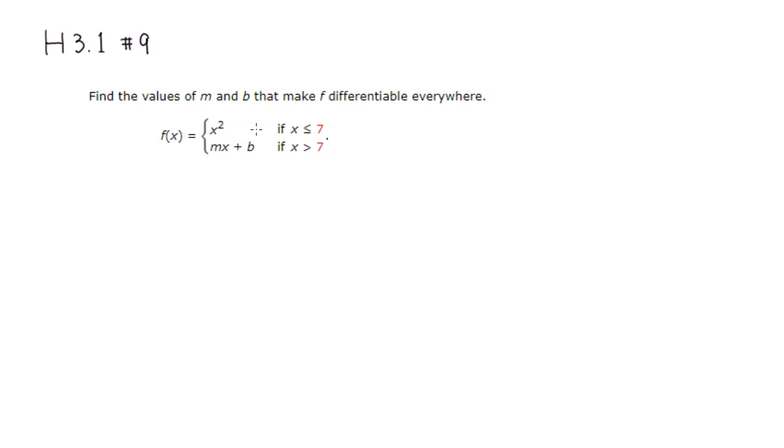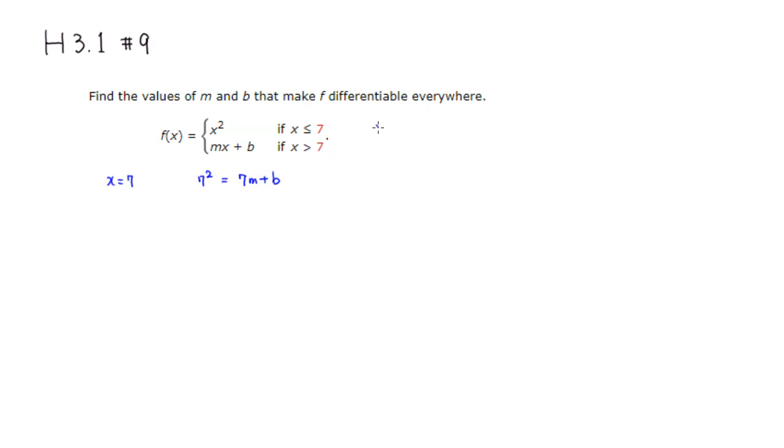First, make sure that it's continuous at x equals 7. If you use the first formula, x squared, you get 7 squared, and we need to match that with the other formula. As x approaches 7, you're going to get m times 7, so 7m plus b. So we have to have this equation.